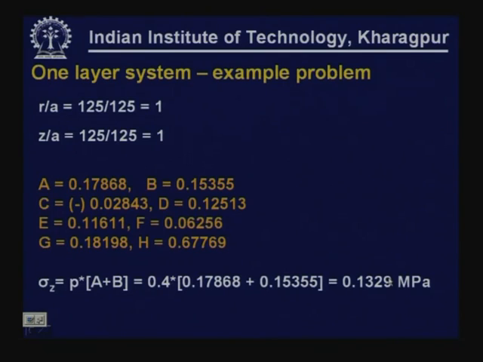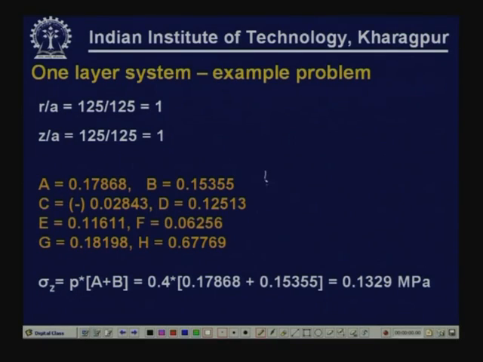So, for the given problem, r by a is 125 by 125, where the radius of load contact area is 125 and the radial location of the point at which we are trying to calculate stresses, strains and deflections is 125. So, r by a is 125 by 125, that is 1. The point is at a depth of 125, so z by a is also 1. For r by a of 1 and z by a of 1, these are the values of various coefficients that I have selected from the tables.